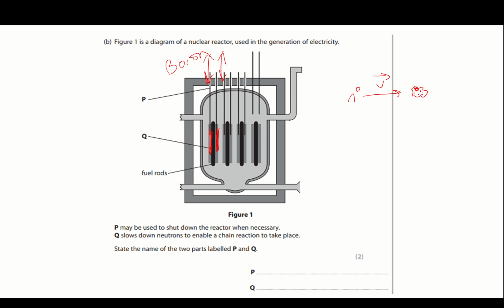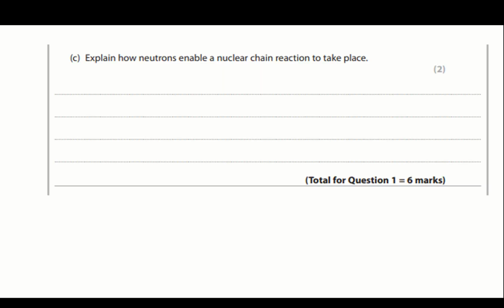So the crucial part then, P must be the control rods and Q is the moderator. And in this case, they're going to be graphite or carbon moderator. So P, control rods that move up and down, and Q, the graphite moderator to control the speed of the neutrons produced by fission. Next one, explain how the neutrons enable a chain reaction to take place.